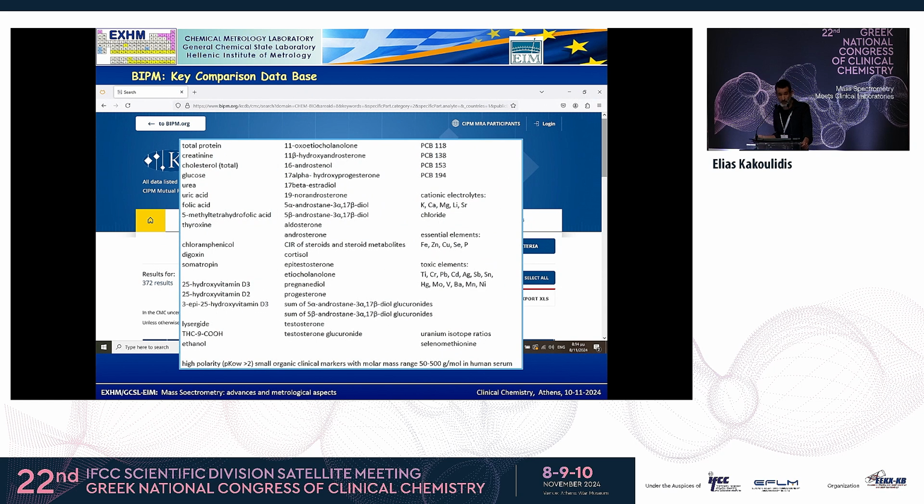And what do these measurements support? We have the classic analytes and routine testing. We have some drugs. We have vitamin D. We have some drugs of abuse, steroids, and contaminants, PCBs, metals, of course the electrolytes and essential elements, but also toxic elements, some uranium isotopes, and selenomethionine as a possible source of selenium.